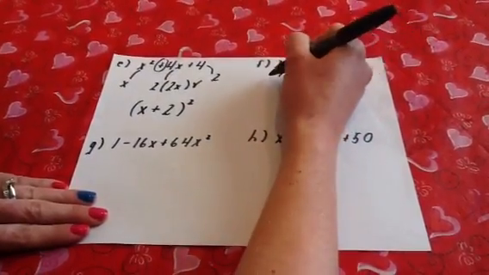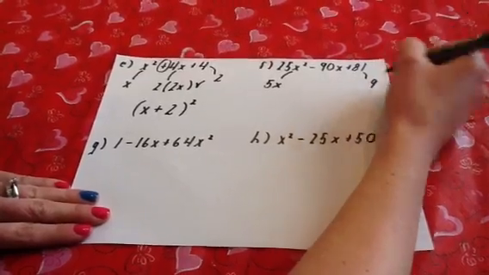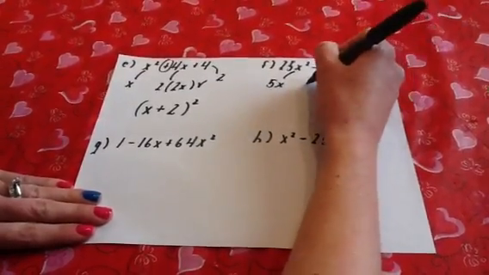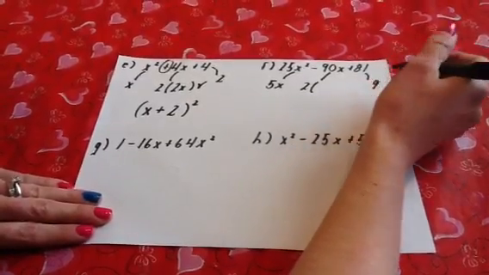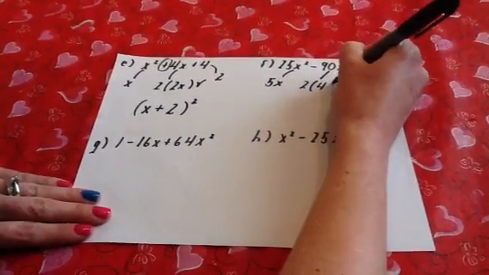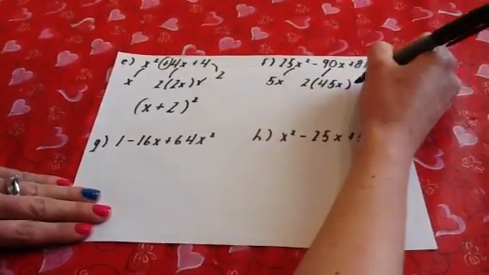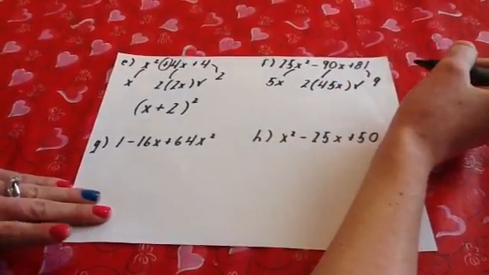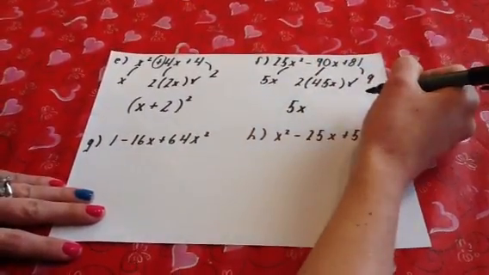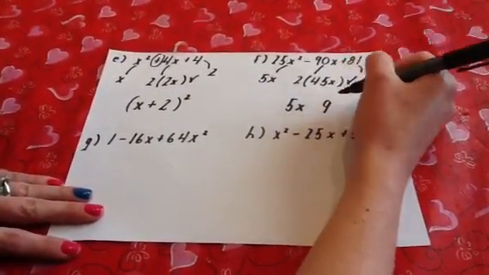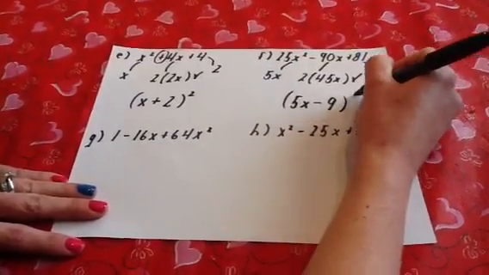So the square root of the first term is 5x, the square root of the last term is 9, and now our middle term is supposed to be 2 times these two multiplied. So 5x times 9 is 45x, and 2 times 45x is 90x, so we're good. So to factor it, the square root of the first term is 5x, the square root of the last term is 9, and we notice it's a subtraction sign, so that goes here, and then we just square it.